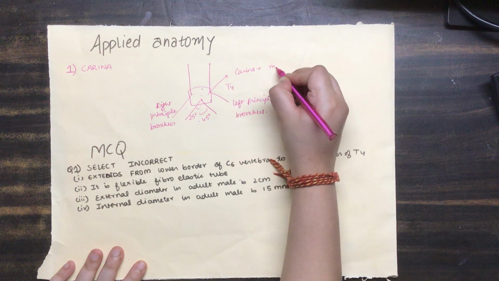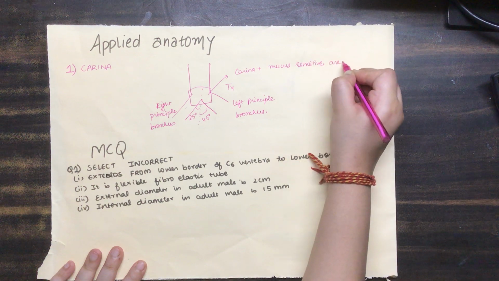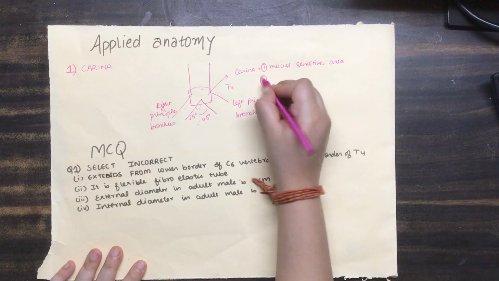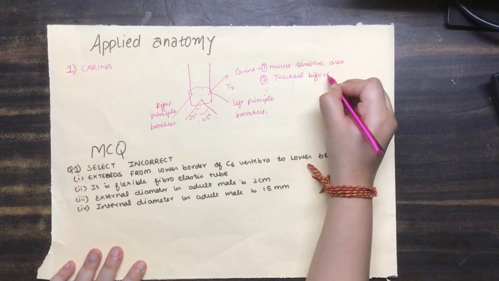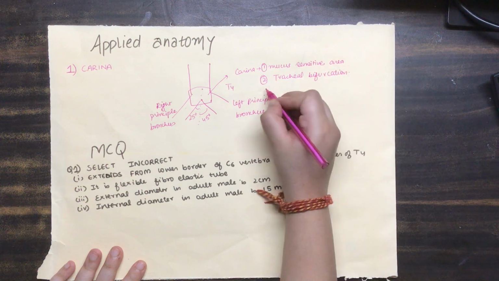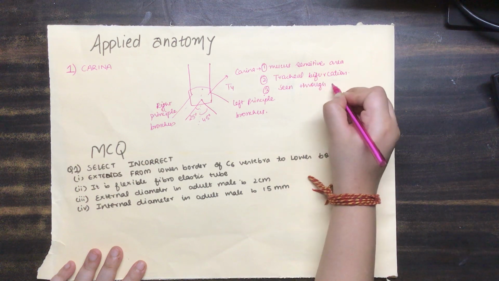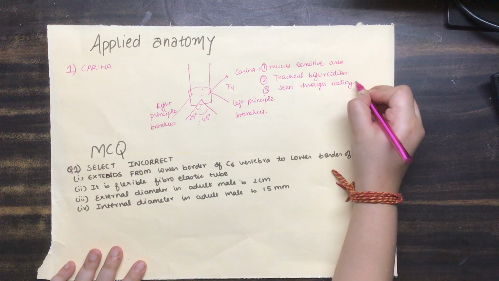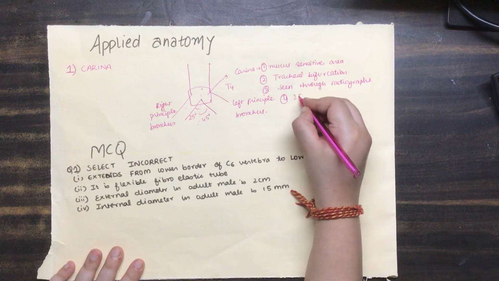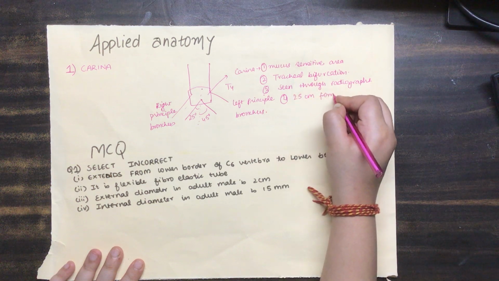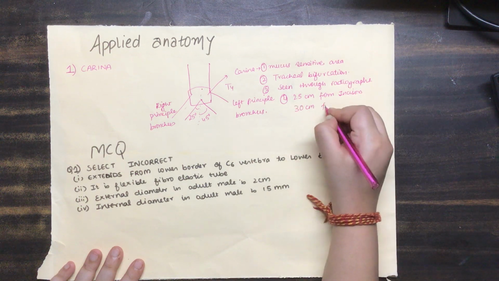Now this carina is a mucus sensitive area. That is the first point for the carina. Second point of the carina is it is at the level of the tracheal bifurcation. That is the second point. And third point is it can be seen through the radiographs. So whenever you have the radiographs of the trachea, you can appreciate the carina. And the last important point is the distance. So we say it is 25 centimeters from the incisors or 30 centimeters from the nostrils.